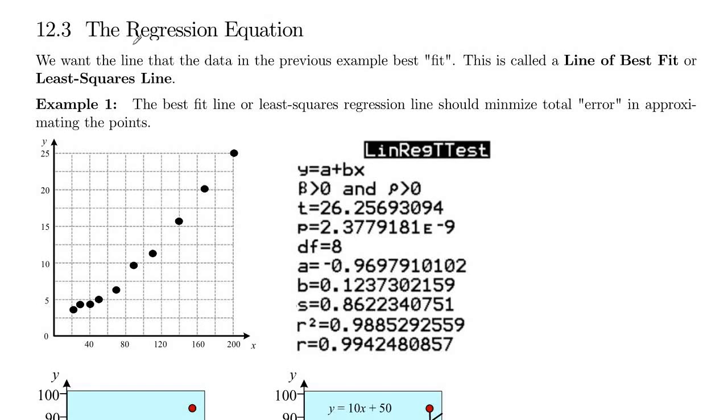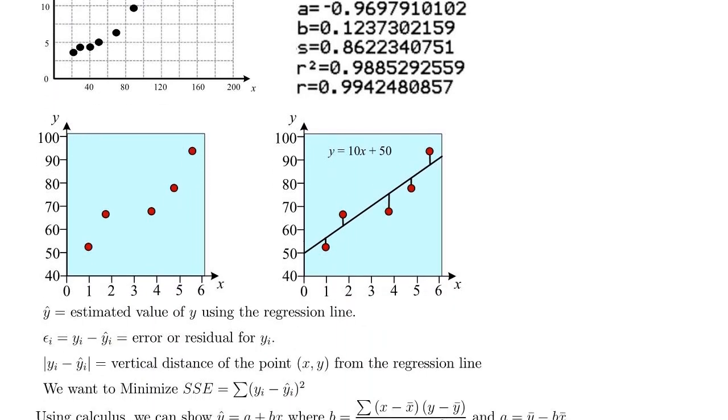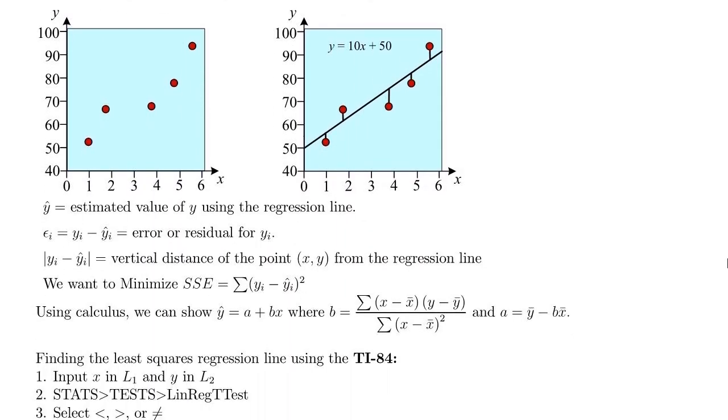So here in section 12.3, we're actually going to find the regression equation, or the equation of this line of best fit or least squares line. We're going to use the example of the Netflix data where we had subscribers on the X in millions versus revenue on the Y in billions. So let's talk about how we find that first, and then we'll use the calculator to do the dirty work. So here's a simpler example.